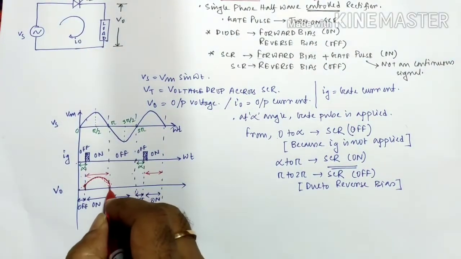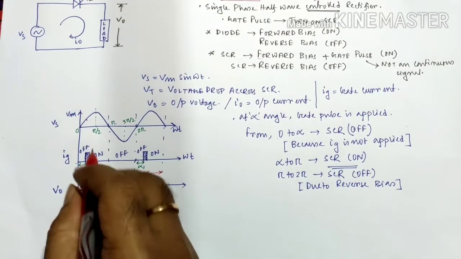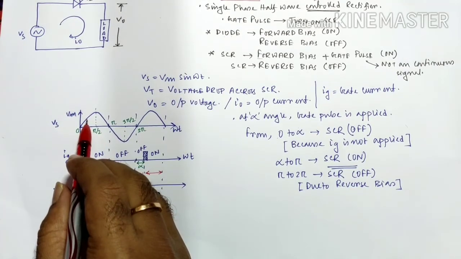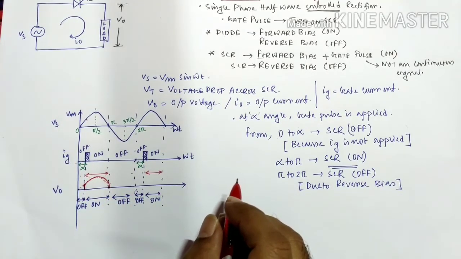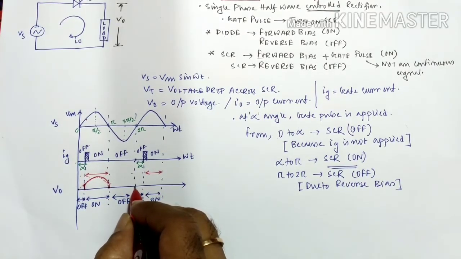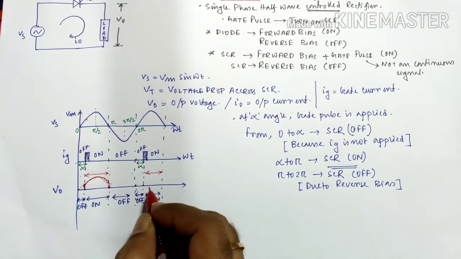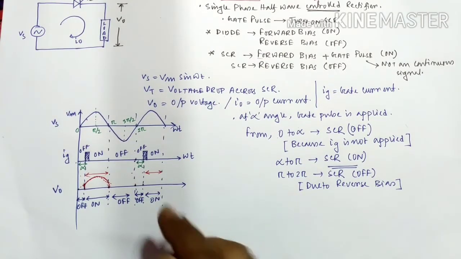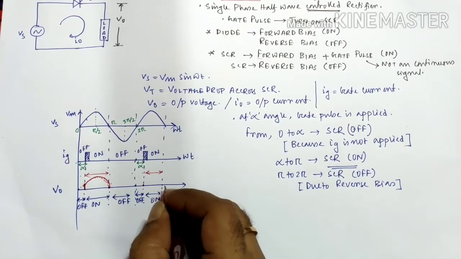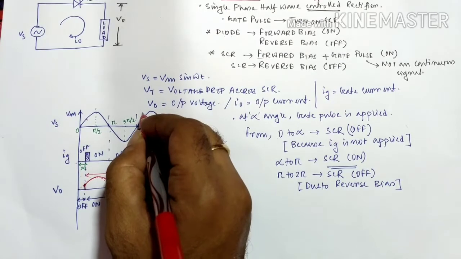Now SCR is on up to this position, up to this angle pi. So I will get output from here to here exactly similar as the input. Now in this position it is off, so I will not get any kind of output. From 2 pi to 2 pi plus alpha, from this point to this point, once again SCR is off, so I will not get any output. From this point to this point, once again I will get the output. That means output will directly follow the input here.